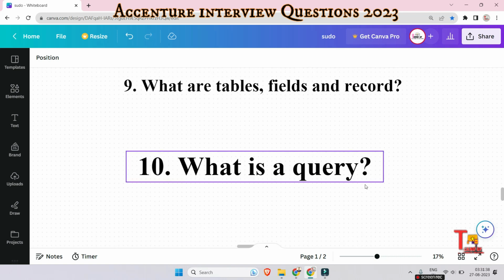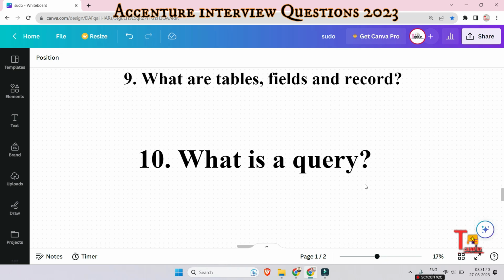Okay, the next question is, what is query? A query is really a request for data. A database query is code written in order to get information back from the database. You ask the database for something and it answers in the best way it knows, right, with the data that you wanted.